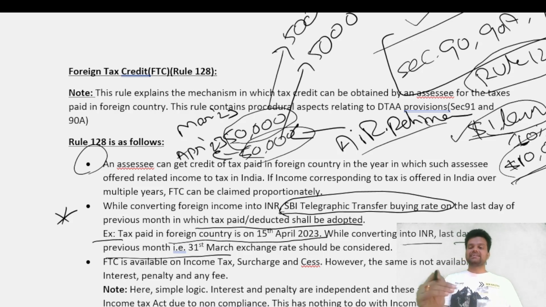Further, tax deducted and paid on 15th April 2023. So simply this rule says that if you are making any tax deduction or any payment in a particular month, then the exchange rate on the last day of the previous month is what you need to consider. That is the rule. That is point number two here, very important. You can note it down.